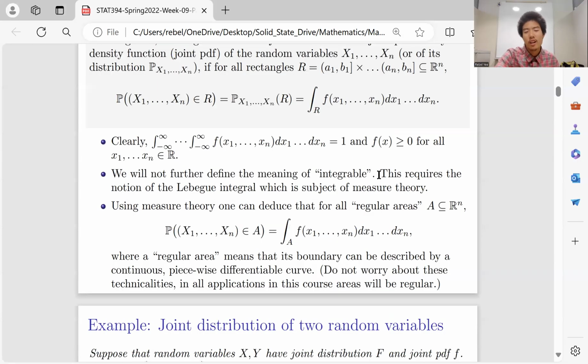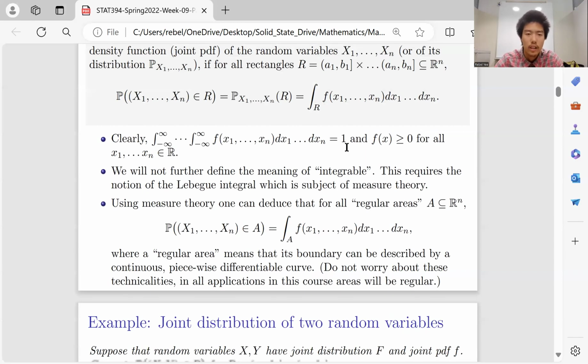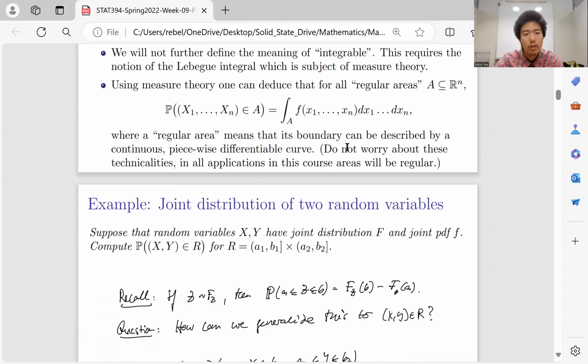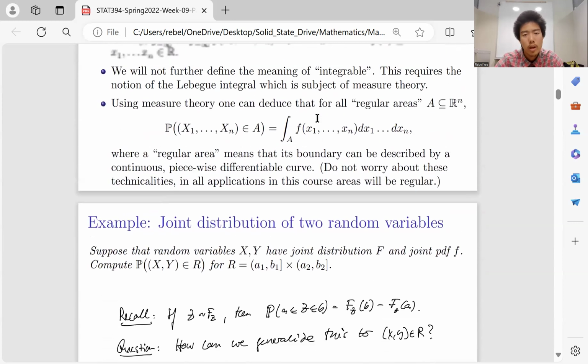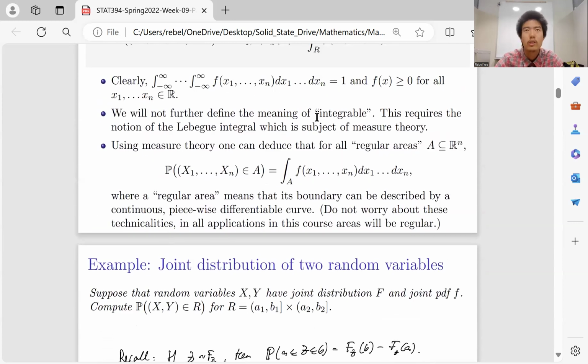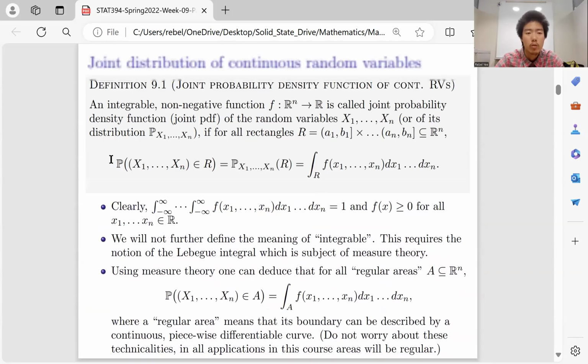Another thing is that f(x1, x2, ..., xn) is always larger than or equal to zero. Those are some basic properties and very easy observations. And we can also use measure theory to understand what integrable actually means.